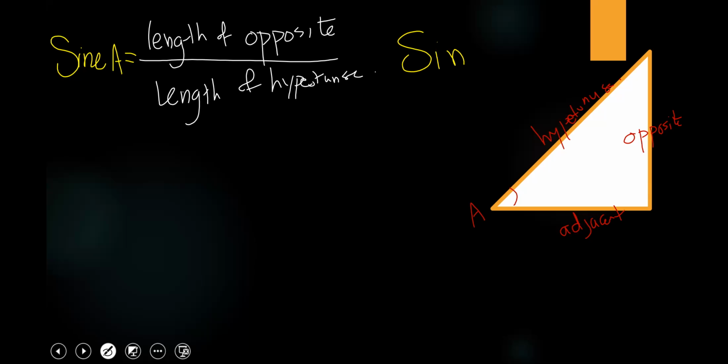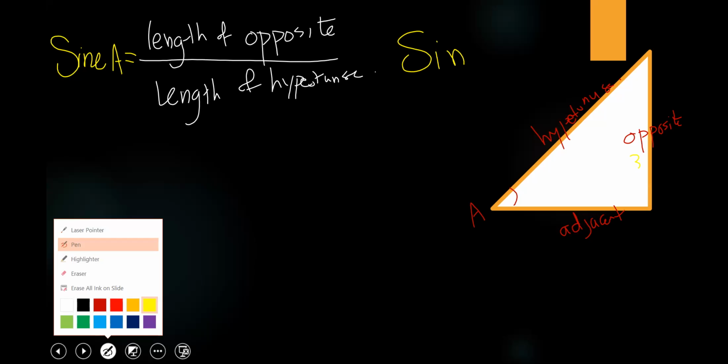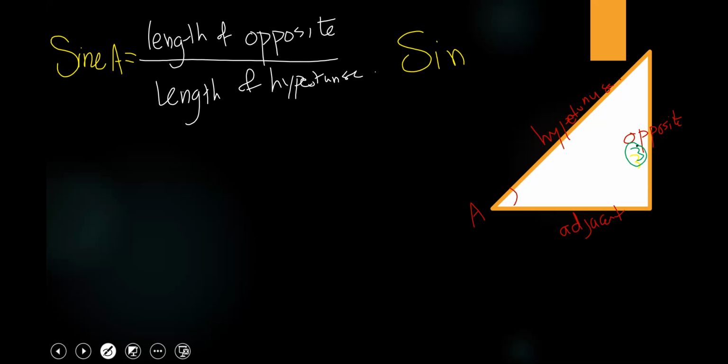Like, if the length of the opposite here, as an example, is 3, and the adjacent is 4, and the hypotenuse is 5, and I want you now to find sine of angle A. You have to know that sine is opposite over hypotenuse. Where is the opposite of A? It is here, 3. Where is the hypotenuse? It is 5. So you will tell me now that sine A is 3 over 5.